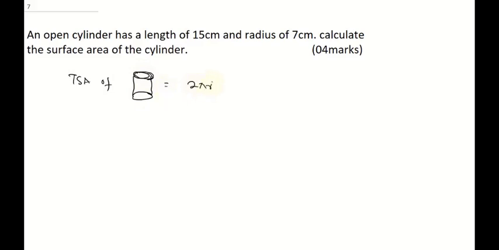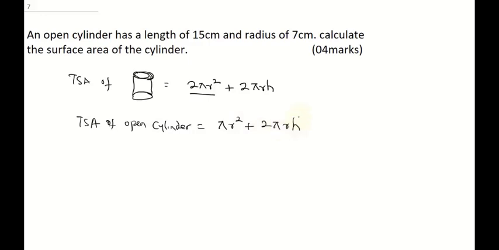2 pi r squared, because you have a circle here, plus 2 pi r h. But now, since one part of the cylinder is open, we are going to use only one here. So total surface area of open cylinder, that means one part is closed, will now be pi r squared plus 2 pi r h. So with this formula, we'll be able to solve.